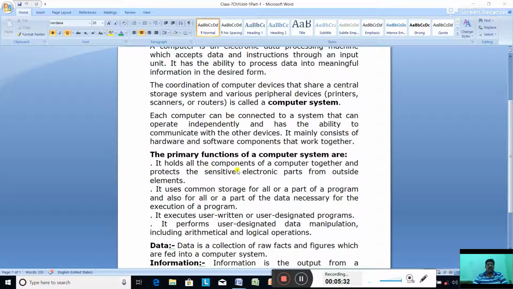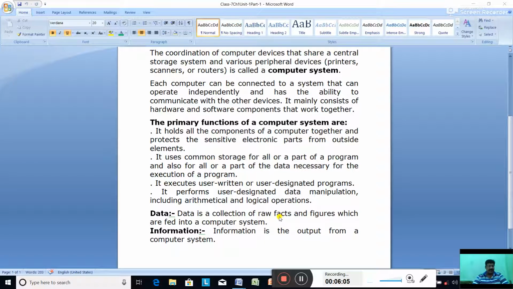It holds all the components of a computer together and protects the sensitive electronic parts from the outside elements. Second, it uses common storage for all or a part of a program, and also for all or a part of the data necessary for the execution of a program. Third, it executes user-written or user-designated programs. Fourth, it performs user-designated data manipulation, including arithmetical. Arithmetical means addition, subtraction, multiplication, division, and logical operations like AND or NOT.